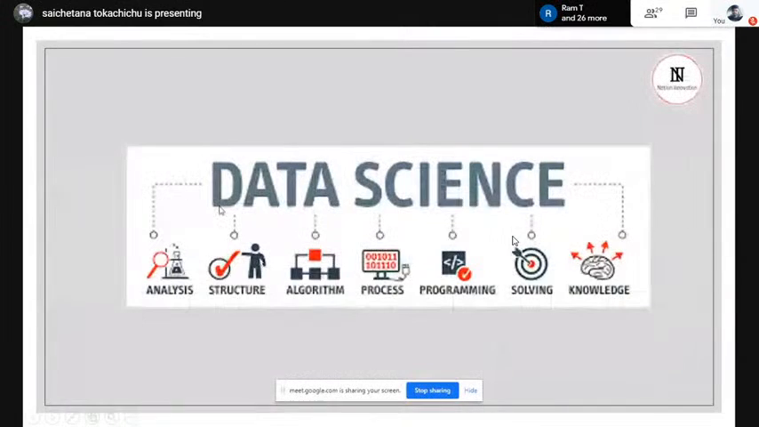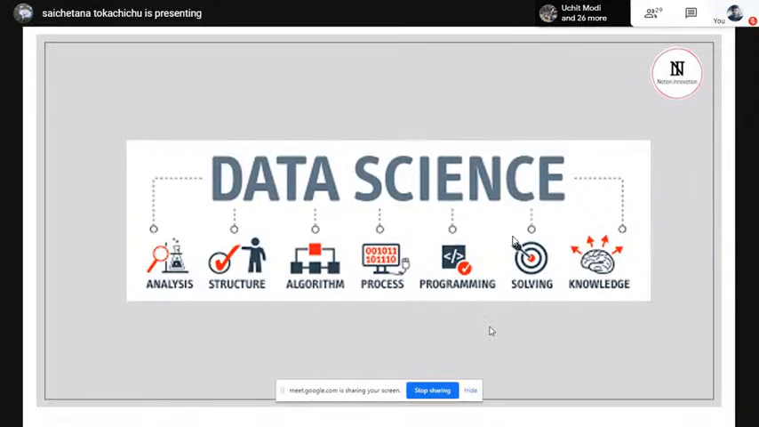So, what is data science? This is packed in this picture altogether. It consists of analysis, structure, algorithm, process, programming, solving, and knowledge. We'll come to this one by one. So, what are we doing?